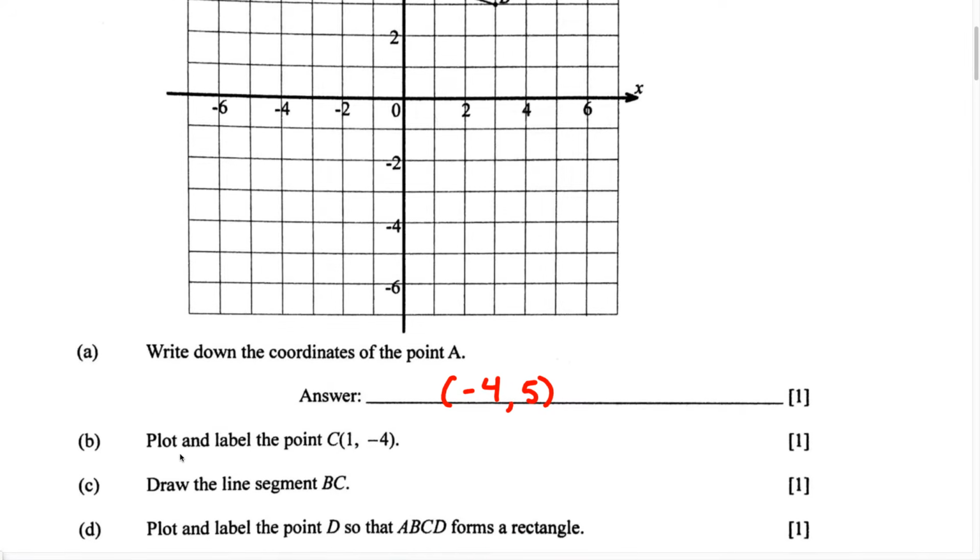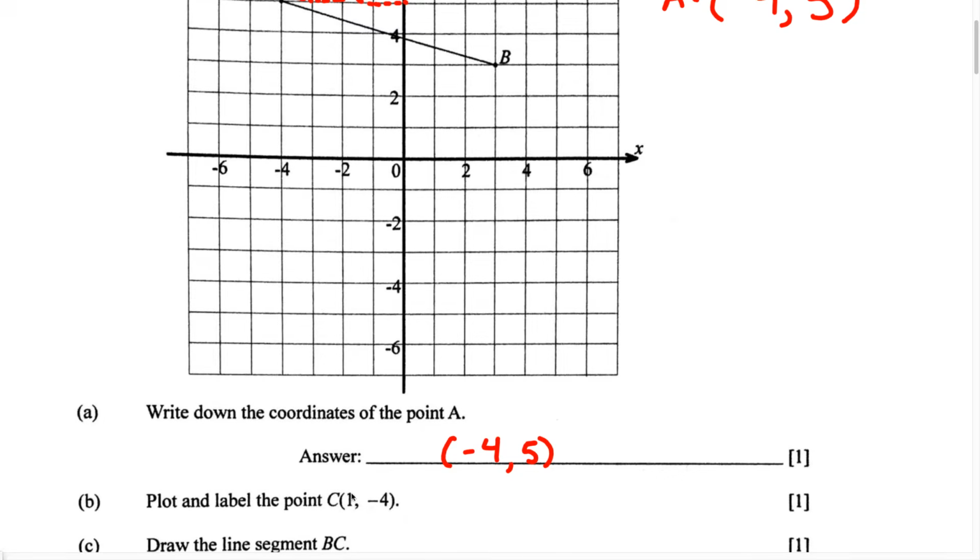Okay. Now part B says, plot and label the point C, which has the coordinates 1, -4. 1 is going to be for the x-axis, and -4 is going to be for the y-axis. So we have +1. +1 is going to be right here. So this is our x value. And our y value is going to be -4. So we can come down. We know this is -1, -2, -3, -4. Therefore, point C is going to fall right here. We can just label this point C.